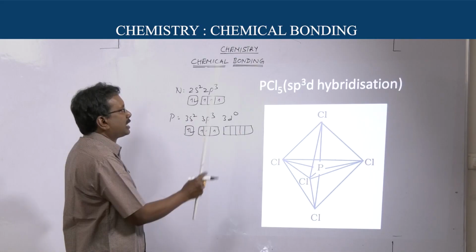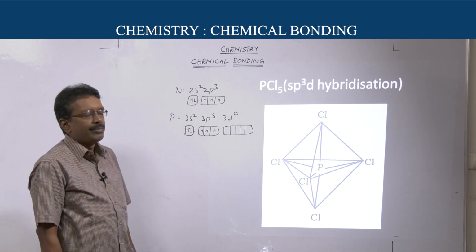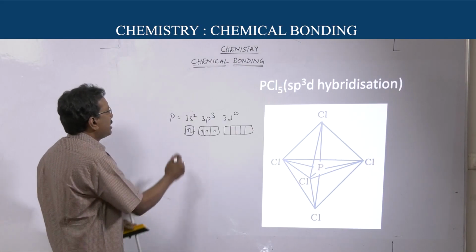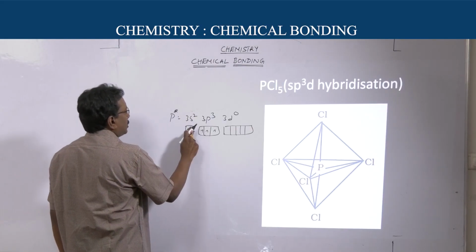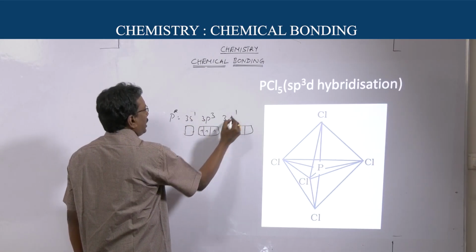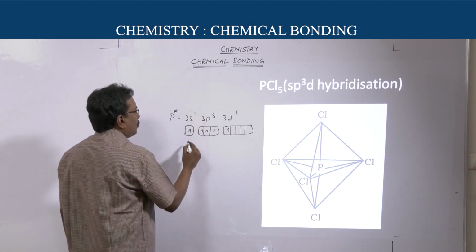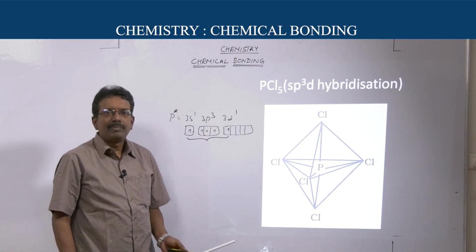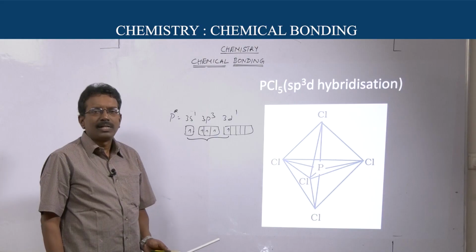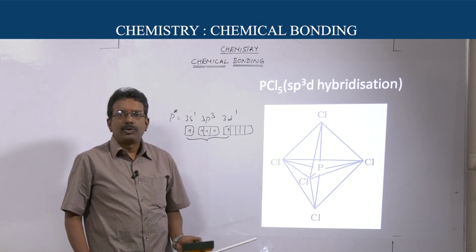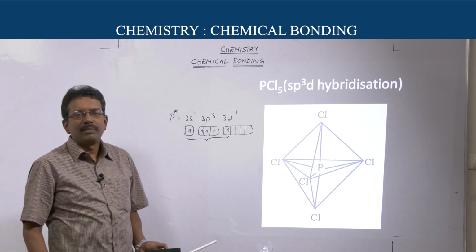That's why one example is given, that is PCl5. So in this PCl5, now I am writing here P star configuration, the excited configuration. It becomes 3s1, 3p3 and 3d1. Now we have totally 1 s orbital, 3 p orbitals and 1 d orbital. That means 5 atomic orbitals are there. Those 5 atomic orbitals intermix together and produce 5 sp3d hybrid orbitals.